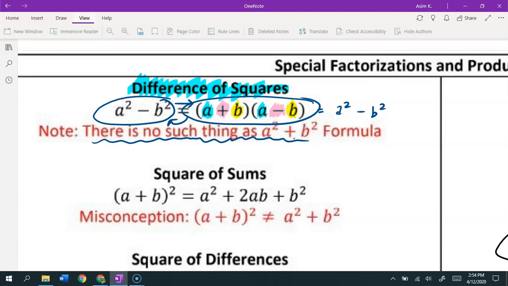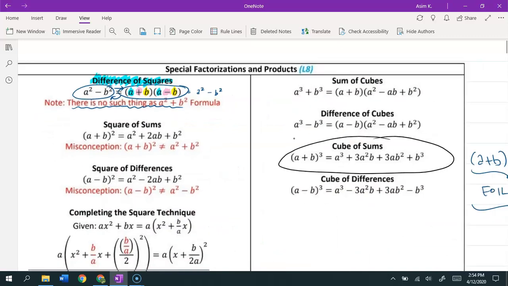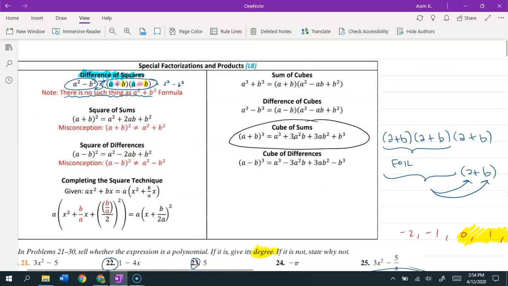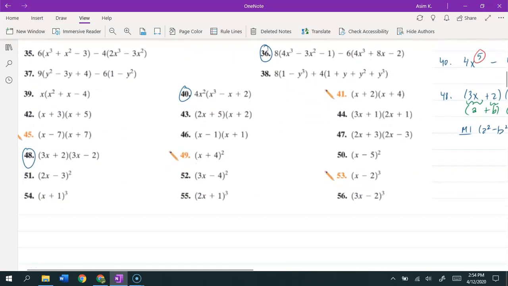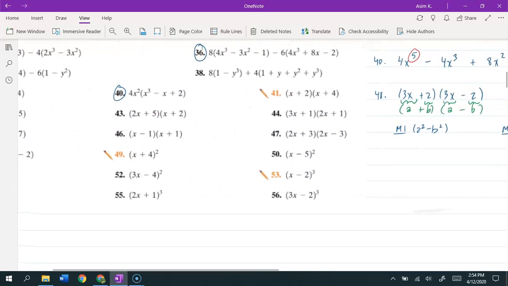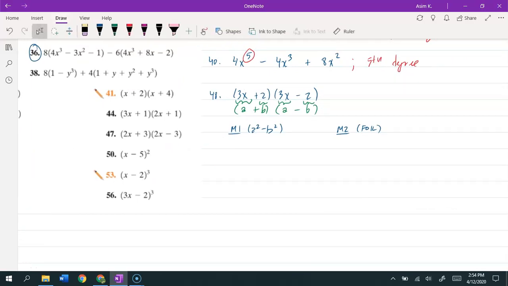But for now, you don't need to dwell too much on why there's no a squared minus b squared formula, right? Because it won't make an incredible lot of sense to you right now, but it will eventually. All right, so having said that, in number 48, here is what you are expected to be able to do.